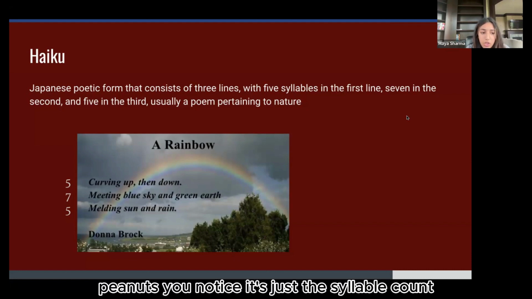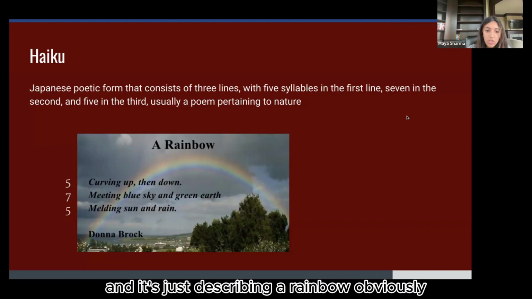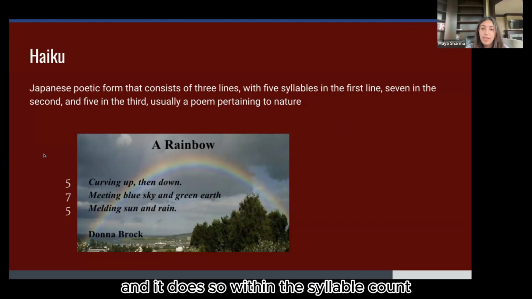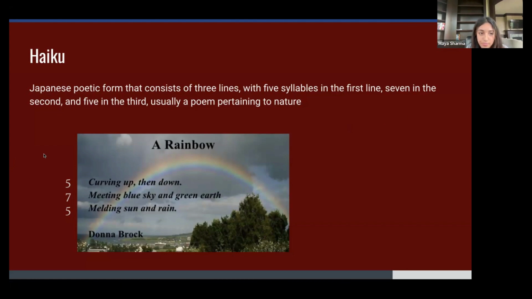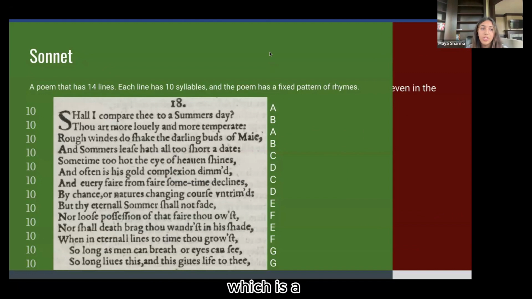So in this poem called The Rainbow, this is a haiku, and there's no rhyme scheme, as you notice. It's just the syllable count, and it's just describing a rainbow, obviously, and it does so within this syllable count. Now we'll move on to the next type, which is a sonnet.